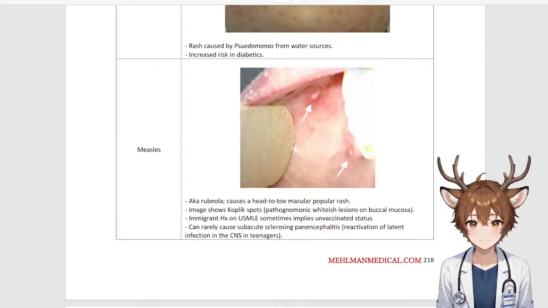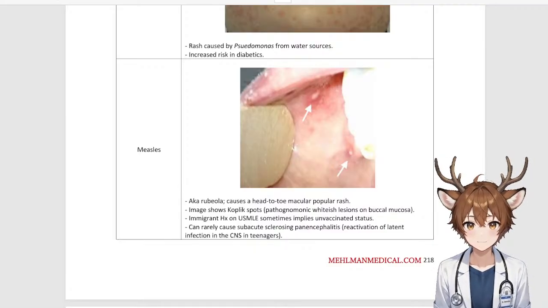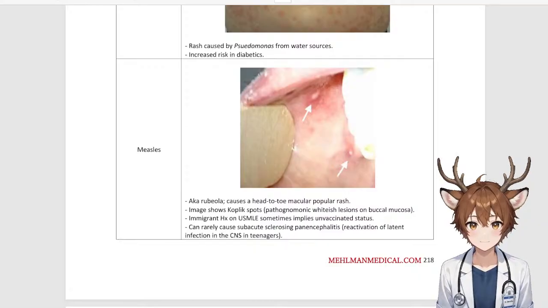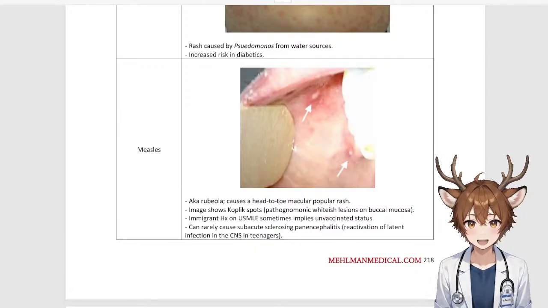Measles, okay. What am I even looking at here? I don't even know what I'm looking at right now.